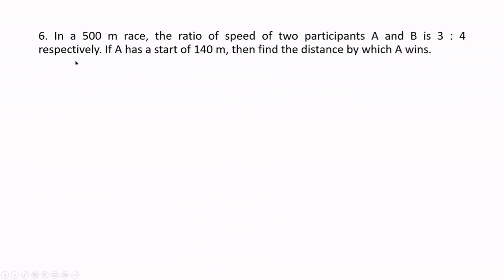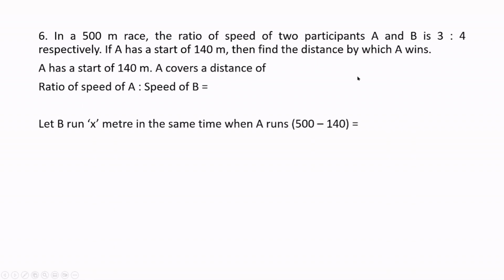Now we have the next question. In a 500 meter race, the ratio of speed of two participants A and B is 3:4 respectively. If A has a start of 140 meters, then find the distance by which A wins. So here we are given the ratio of speed of two participants, and it is given A has a start of 140 meters. We have to find the distance by which A wins.